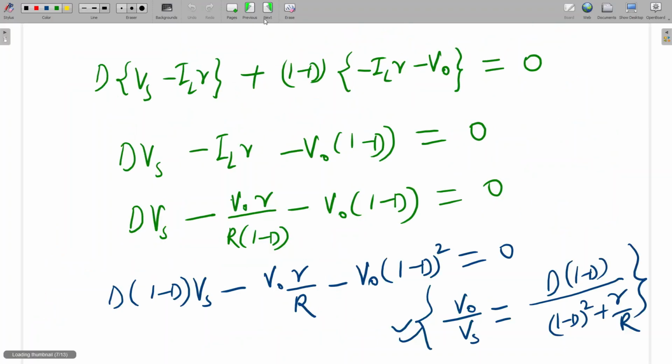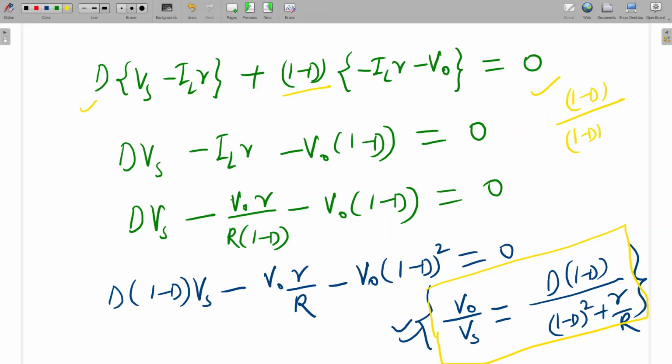Okay. After that, the same thing: I have applied the volt second balance. Volt second balance means multiplying by D in the on time and by 1 minus D in the off time. After simplifying all these equations, we got the gain V naught by Vs equal to D into 1 minus D divided by (1 minus D) square plus r by R. You have to memorize this second case for the buck boost. For the boost it was 1 minus D divided by (1 minus D) square plus r by R. This was for the boost converter. This is the gain for a practical inductor, and this is for the buck boost.